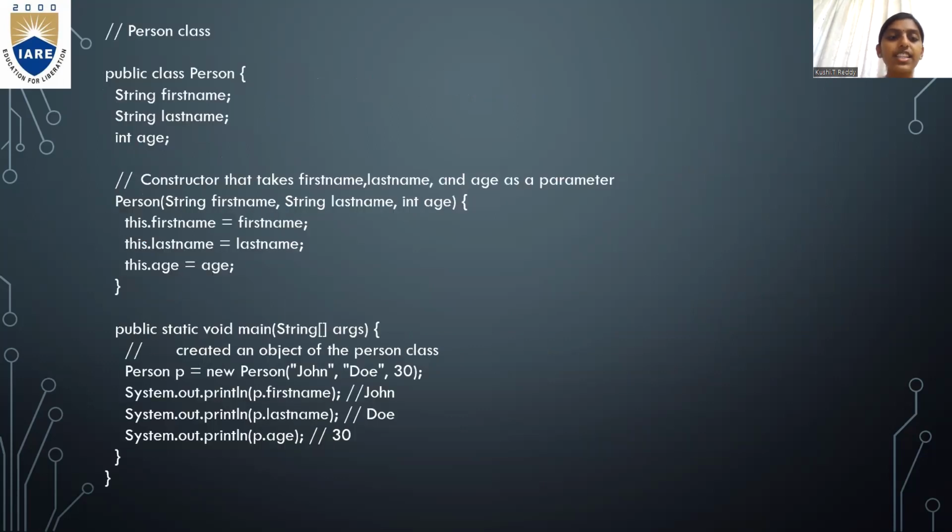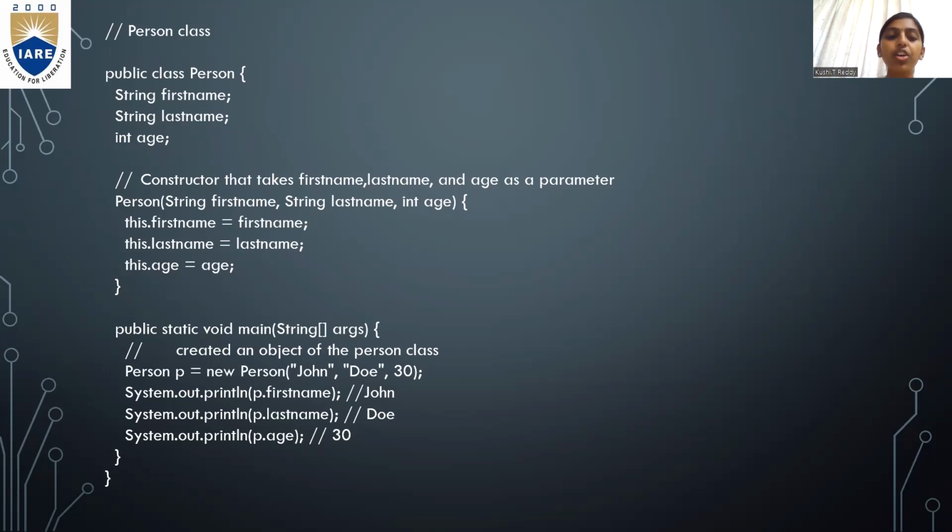So this is a small example program for the heap area. You are creating a class and in that you are given String firstName, String lastName and int age. These are the 3 parameters. Next you are creating a constructor that takes first name, last name and age as parameters. After that you use the this keyword: this.firstName = firstName, this.lastName = lastName, this.age = age.